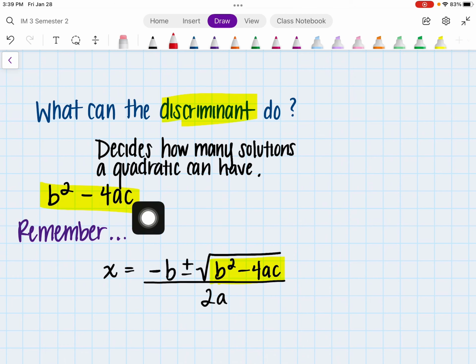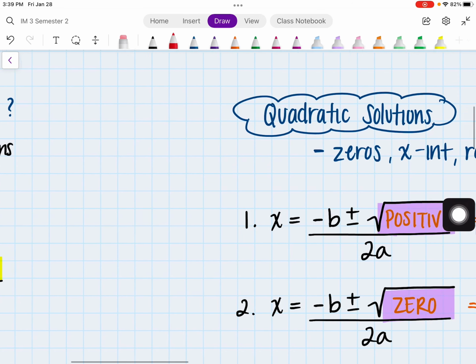In this case, the discriminant is actually found in our quadratic formula. So here's the quadratic formula. The discriminant is represented by the expression b squared minus 4ac. Once again, whenever you solve for the discriminant, it determines the number of solutions.